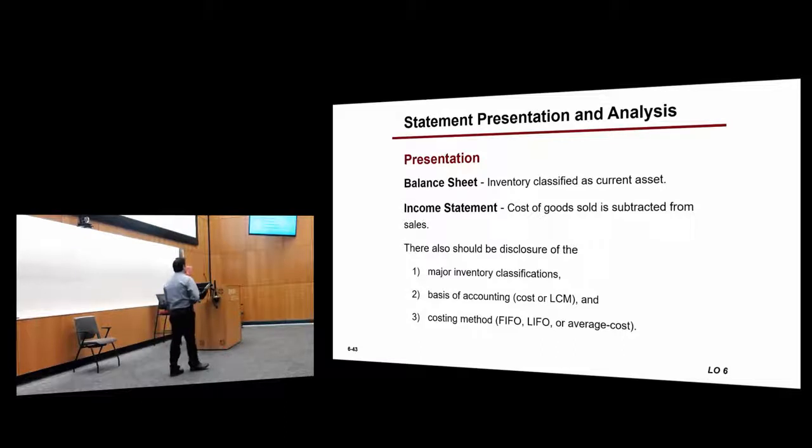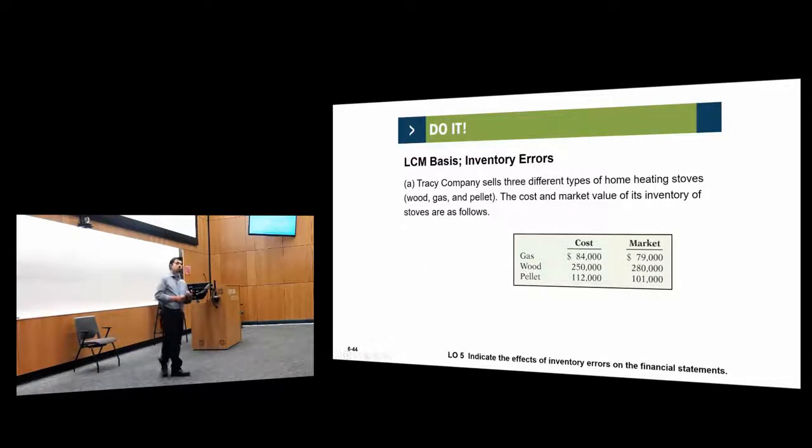And we also talked that the company must disclose what kind of inventory they have, what method they used, and whether they use cost or lower of cost or market. Okay? We also learned this last time. You remember this one, LCM? No? You do, you should. It's lower of cost or market, whichever is lower.